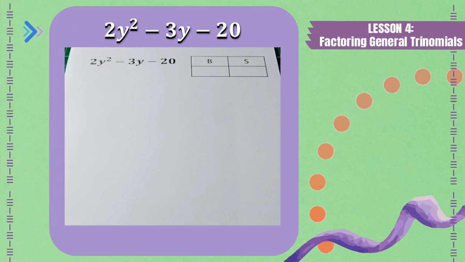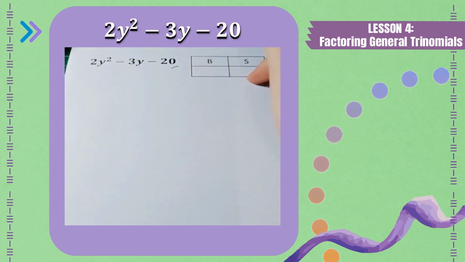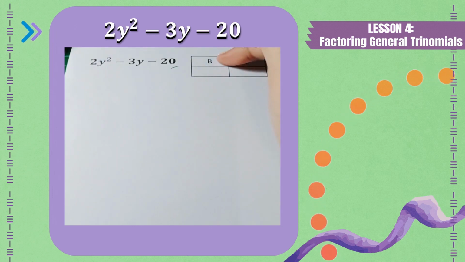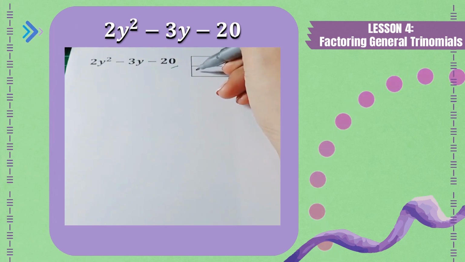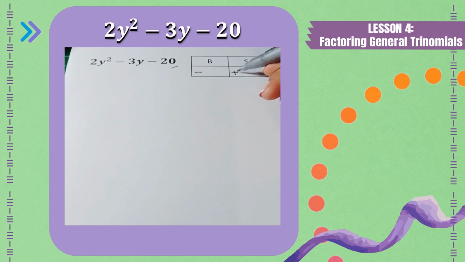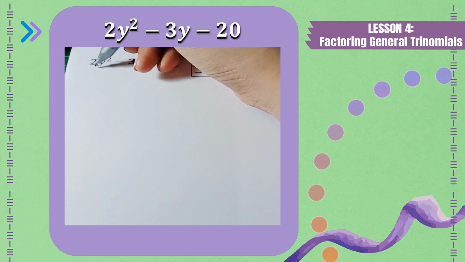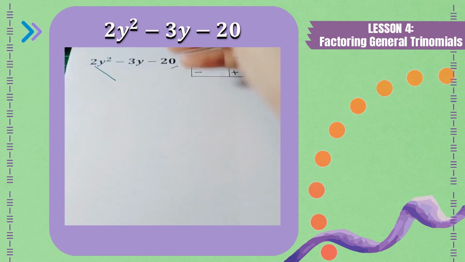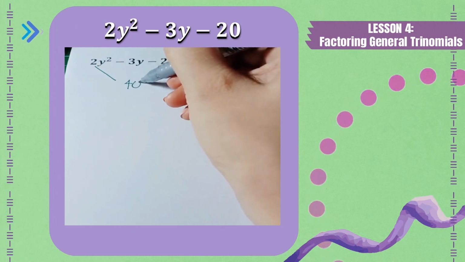So, the given is 2y squared minus 3y minus 20. So, the last term is negative, so magkaiba sila ng sign. Si bigger number, ang susundin niya na sign ay si middle term, which is negative. Therefore, smaller number is positive. So, again, numerical coefficient ng first term na 2, i-multiply sa last term na 20. 2 times 20, the answer is 40.